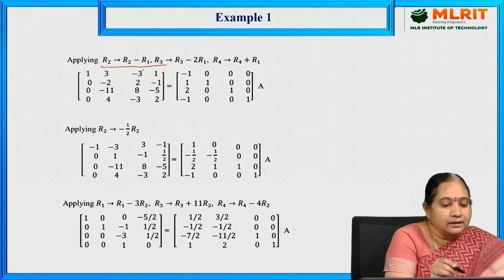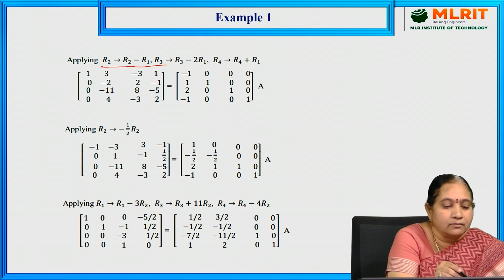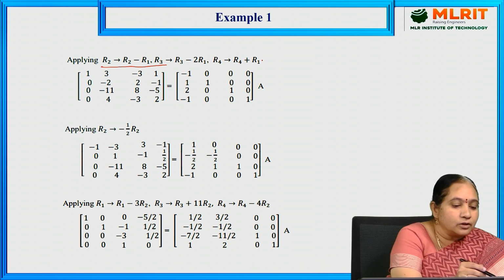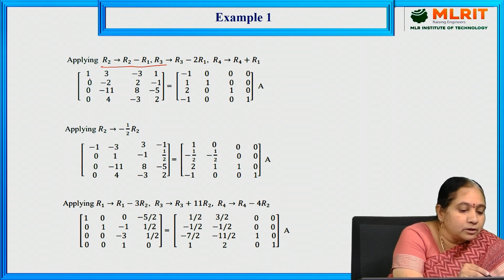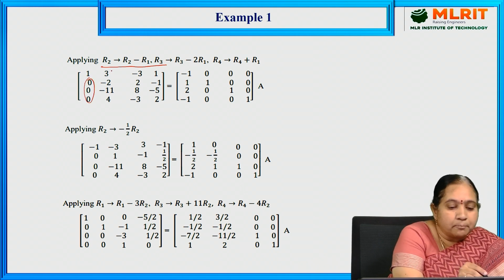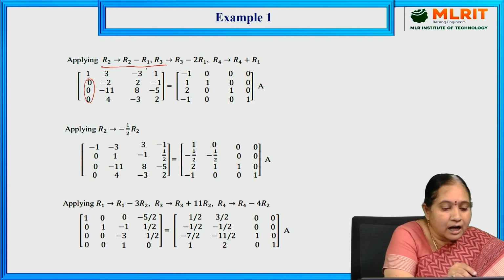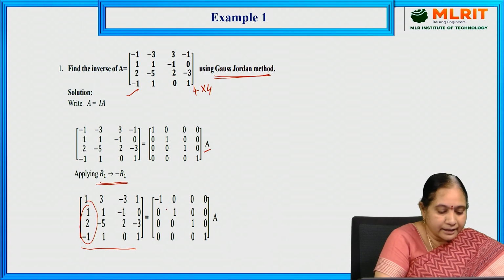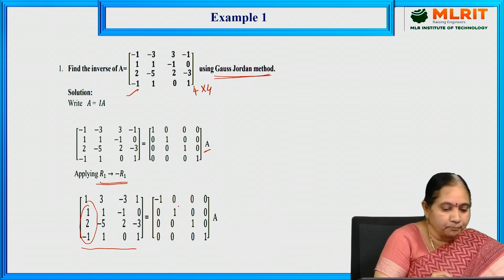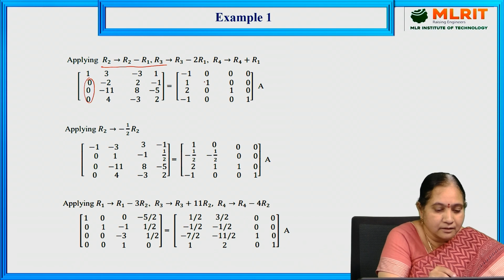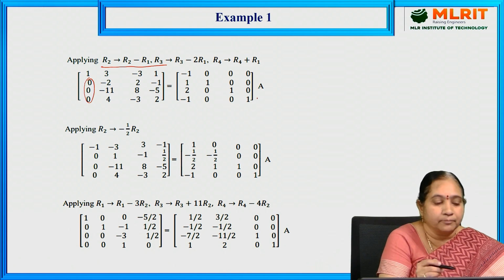Now apply the transformations R2 implies R2 minus R1, R3 implies R3 minus 2R1, and R4 implies R4 plus R1, so that the elements below the diagonal elements become 0. By applying these transformations, these elements become 0. The same transformations we apply on the RHS of this matrix also, so that we get minus 1, 0, 0, first row the same. The second row is 1, 1, 0, 0. Third row 2, 0, 1, 0. And minus 1, 0, 0, 1.